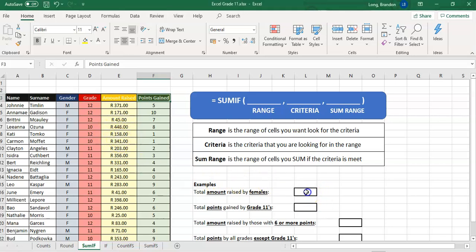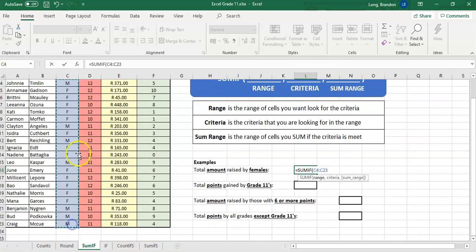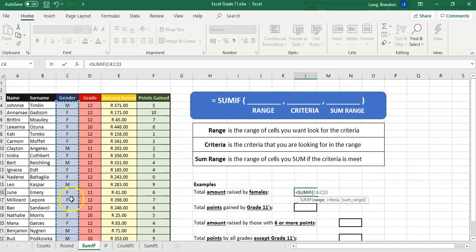So in this little block over here, we're going to say equals SumIF, open brackets, range, criteria, sum range. So my first range, where am I looking? I'm not looking for the amount raised first. I'm looking for the females first. So I'm going to look in this blue block here. So it's blue now, it might change. So there we go. All of those cells there, in that range, that's the range that we are going to look in.